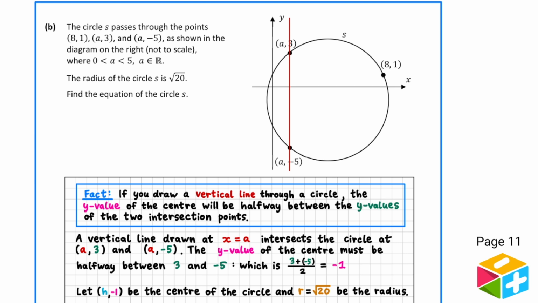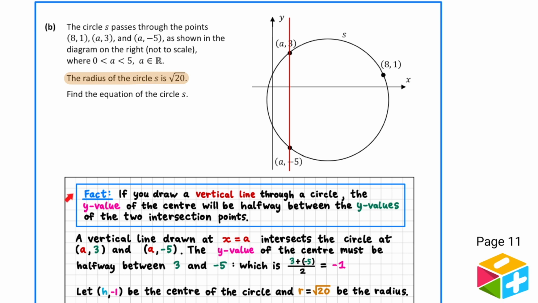In part B, we have a diagram of a circle S. We're given 3 points which are on the circle: A, 3; A, minus 5; and 8, 1. We're also told that the radius of the circle is equal to root 20 units. We must use this information to find the equation of the circle.